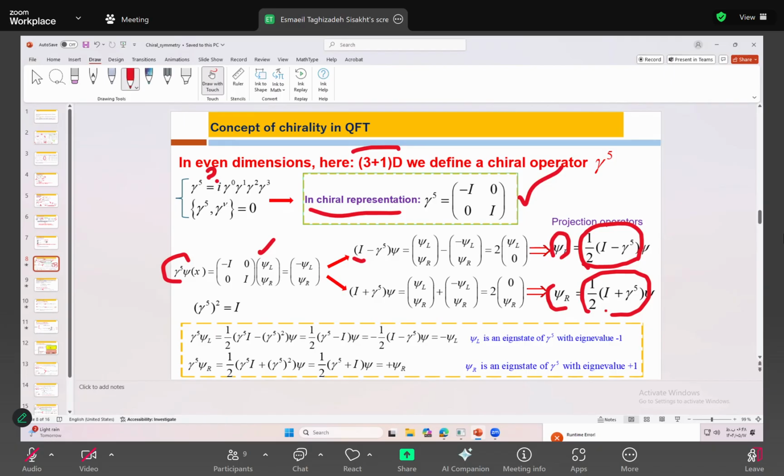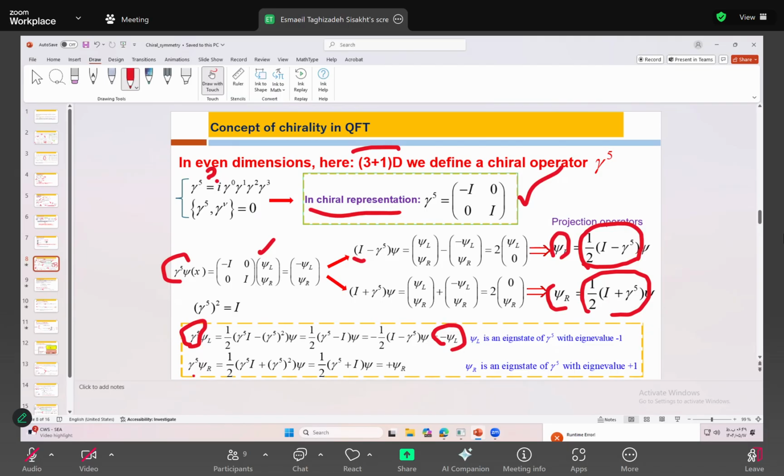So by this definition and using the obtained projection operators, if I again apply the chiral operator on the left and right blocks, finally we can see that the left block is an eigenstate of the chiral operator with a -1 eigenvalue, and the right block is an eigenstate of the chiral operator with a +1 eigenvalue.